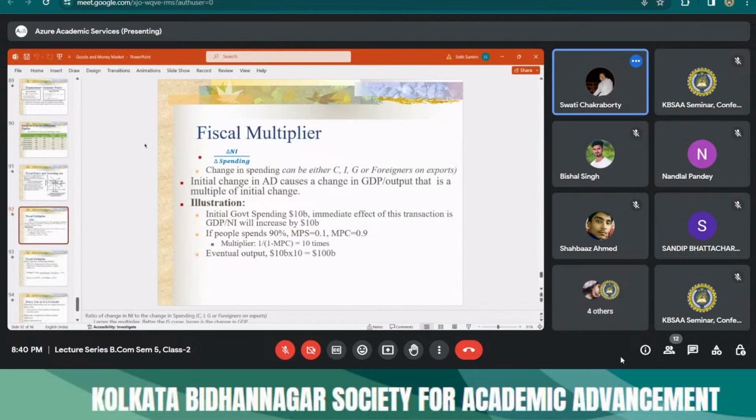Okay. So, the fiscal multiplier. Now this is a formula: change in national income by change in spending. The changing spending could be consumption, private investment, government expenditure, or exports. An initial change in aggregate demand causes a change in the GDP or output that is a multiple of the initial change. That was what I was talking to you about at the very beginning when we started the class today.